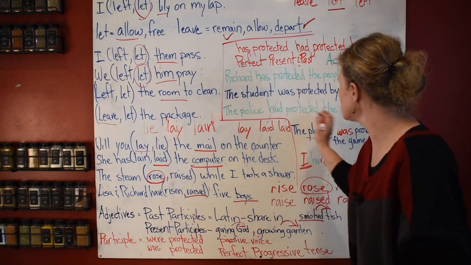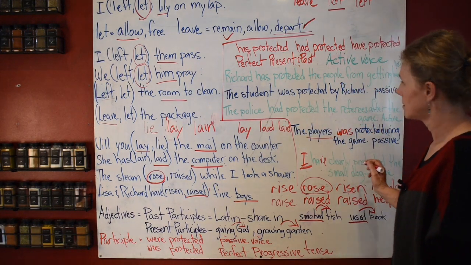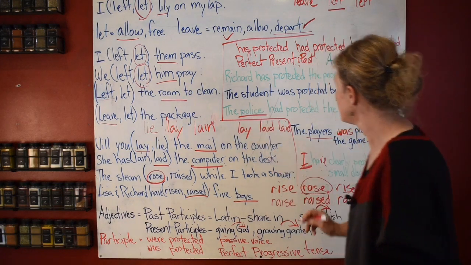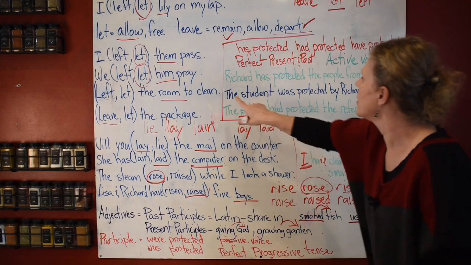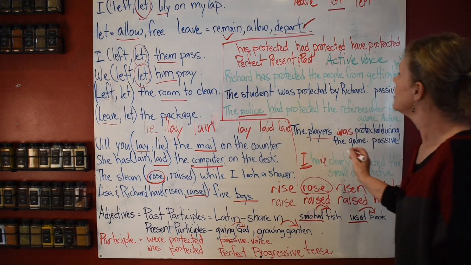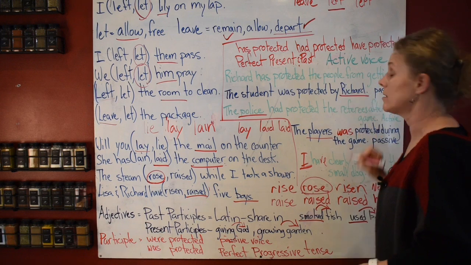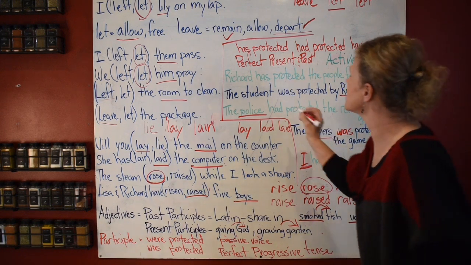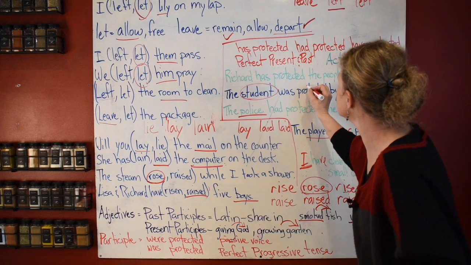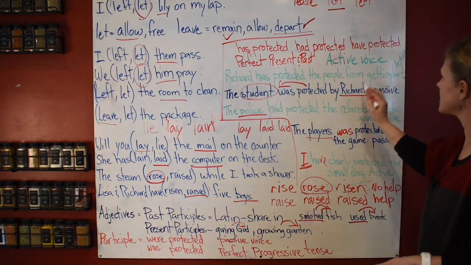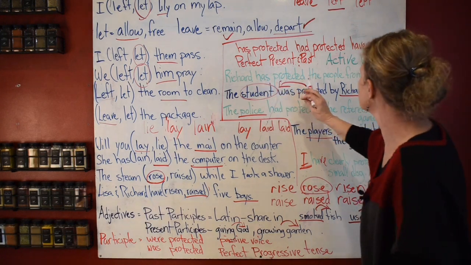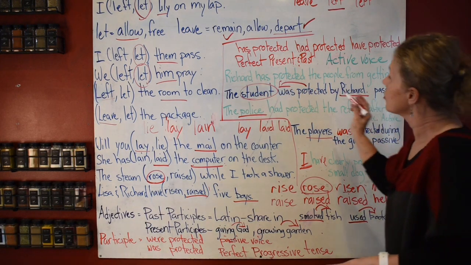Right? Who is doing the protecting here? The police. They are the ones protecting. So that makes this active. But here, who is? Richard. Richard is doing the protecting, right? So that means the student is receiving it. That means it's passive. Richard has protected the people from getting hurt.